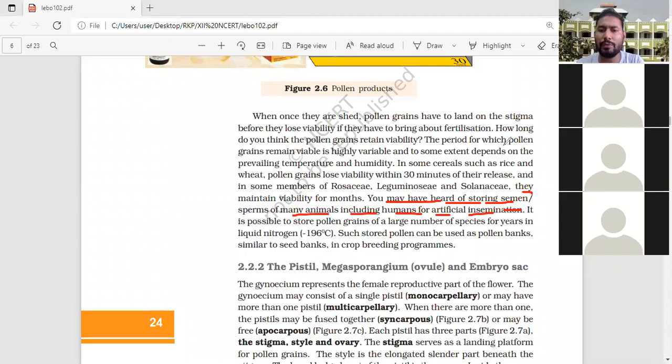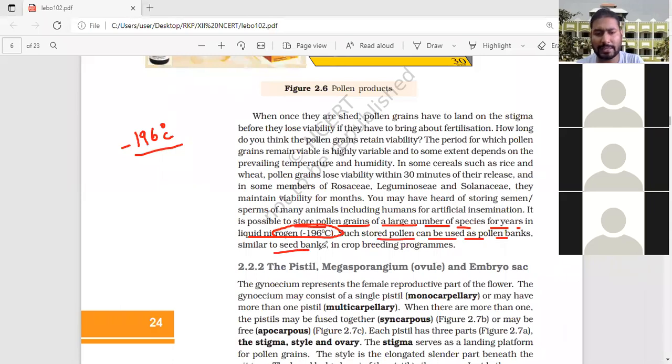Now what is it saying, just read this. You may have heard of storing semen or sperm of many animals, including humans, for artificial insemination. It is possible to store pollen grains of a large number of species for years in liquid nitrogen, and the temperature of liquid nitrogen is -196 degrees centigrade. Such stored pollen can be used in pollen banks, similar to seed banks, in programs. So -196 is the temperature of liquid nitrogen.